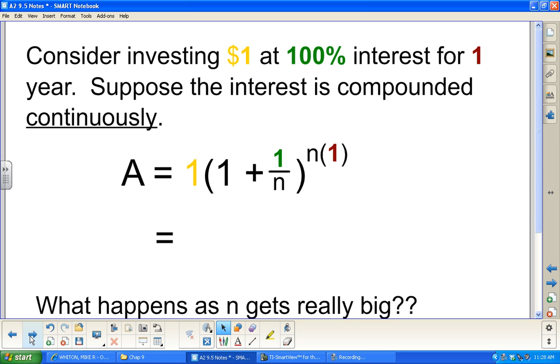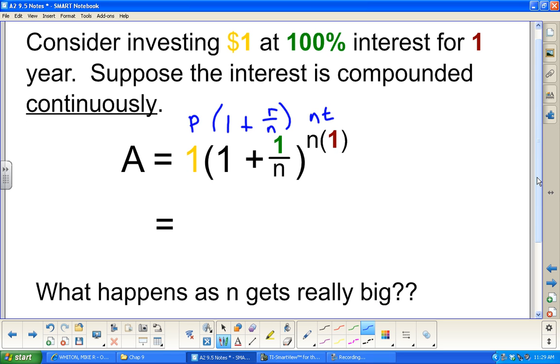So the same kind of formula. The yellow, you can see, was what we were calling P before. That's the principal. 1 plus r over n to the nt. Again, we were saying the rate was 100%, so that's why r is 1. And what I'm asking is, if we do this continuously, what n value should we use here?